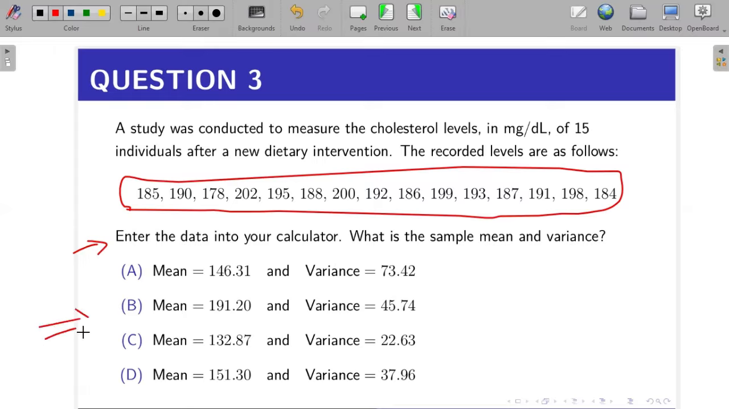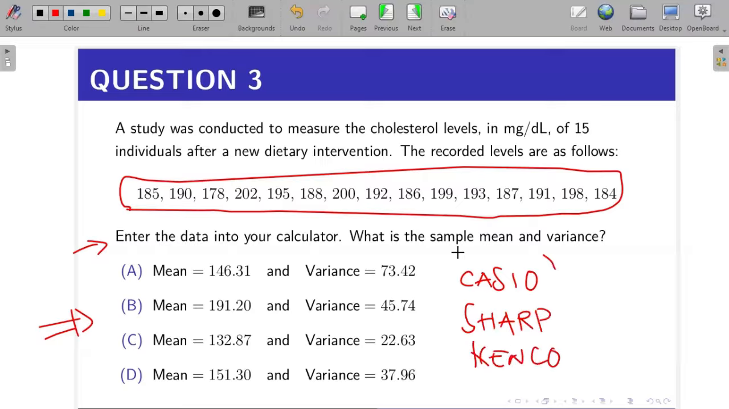So this was the easiest question because you're just using the calculator. Now there are different calculators. I think I'll create a separate video where I'll be showing you how to enter these values on the calculator and come up with the mean and the variance in an easy way. There's a Casio calculator, there's Sharp, there's also Kenko for those who use Kenko. So I'll create a video showing you how to use each one of these to get the mean and the variance directly from the calculator.